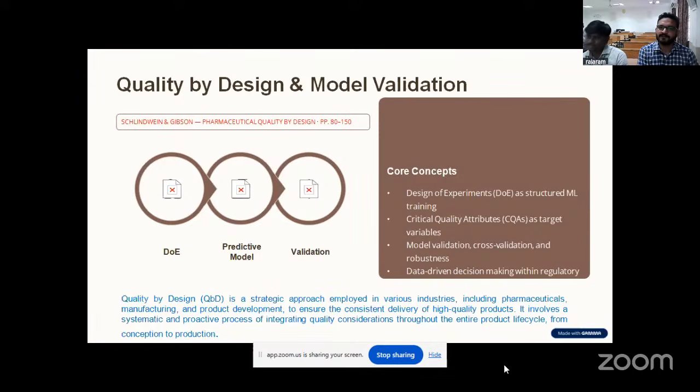It involves a systematic and proactive process of integrating quality considerations throughout the entire product life cycle. I mean, from the conception to production, from the selection of starting raw materials to the final batch output. So these all come under the QBD model.